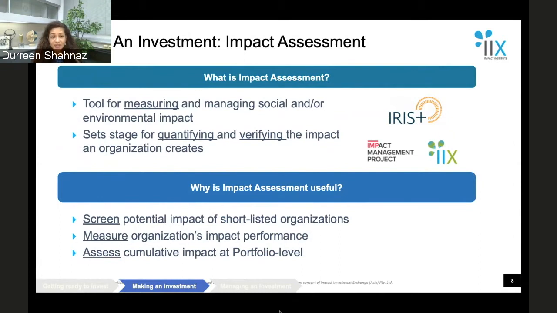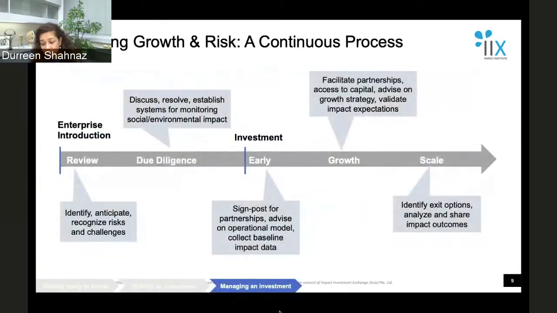So in terms of screening, instead of measuring, instead of assessing at the portfolio level, the impact story does come in over and over again, but it really is based on that framework. Next slide.